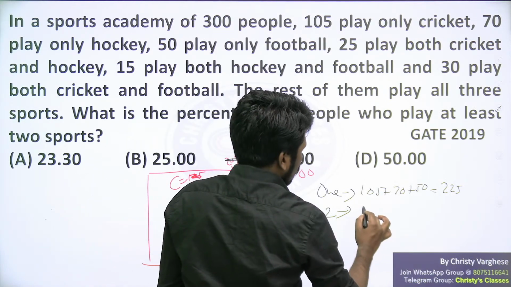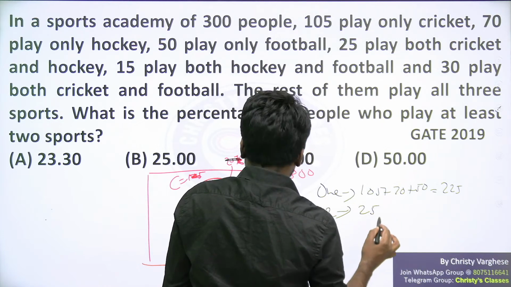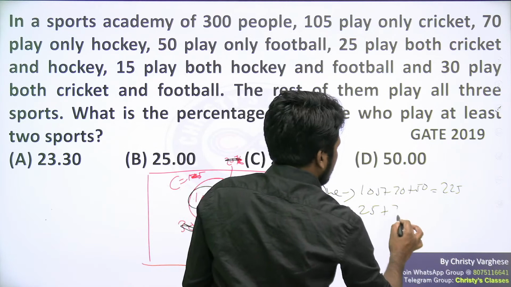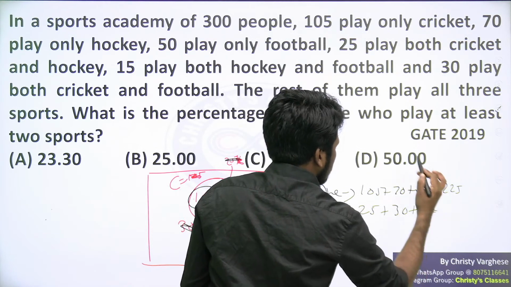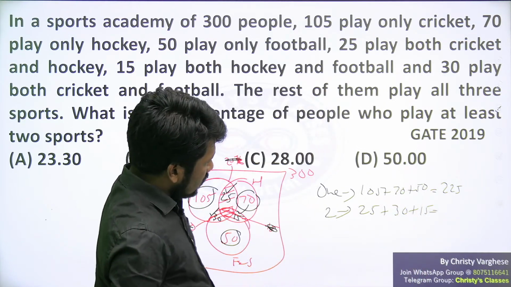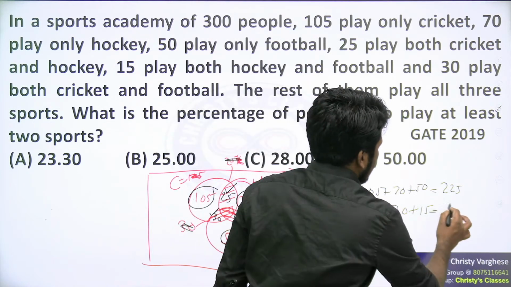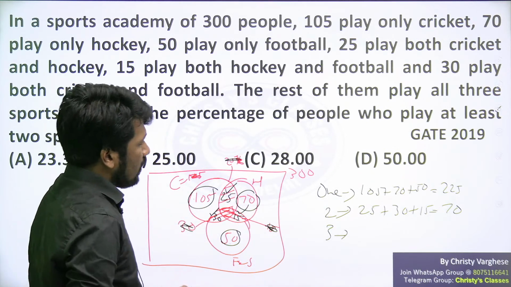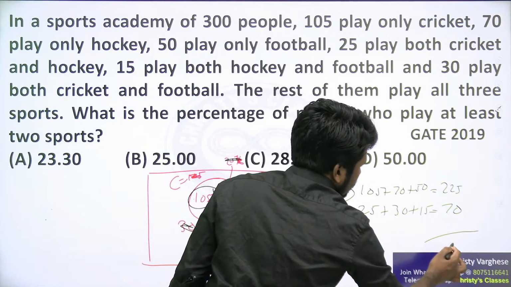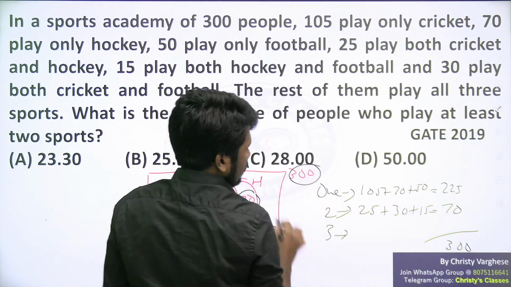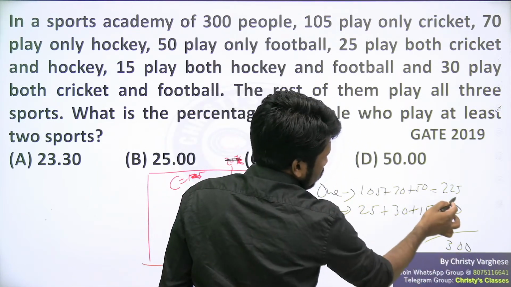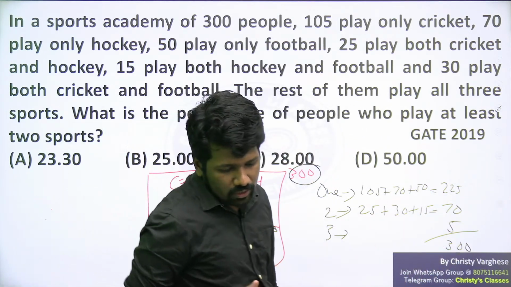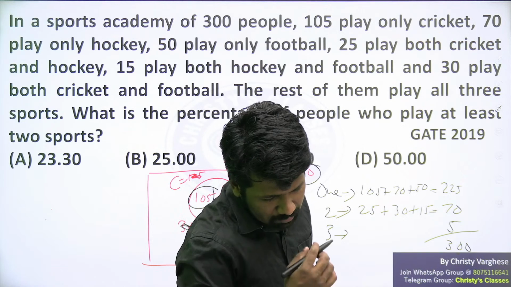Are you understanding? Both hockey and football, both cricket and football, and both cricket, hockey and football. So 25 plus 30 plus 15 will be equal to 70. And 3 game playing people, the remaining will be 3 game playing people. So you can add it up and equate it to the total 300. So 300 minus 225 minus 70. So 5 people play all 3 games. Did you all understand that? 5 people play all 3 games.